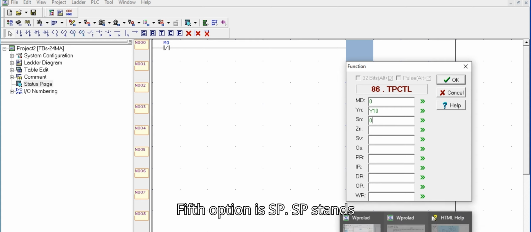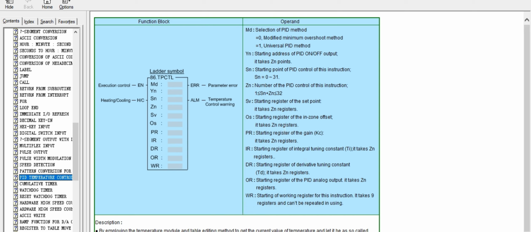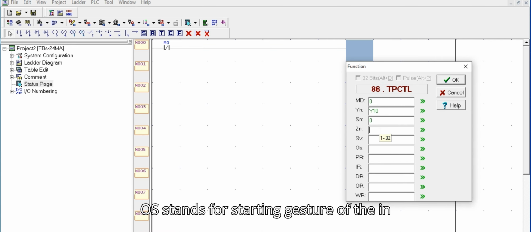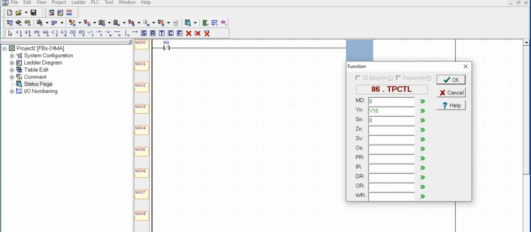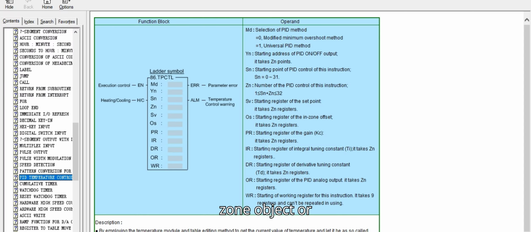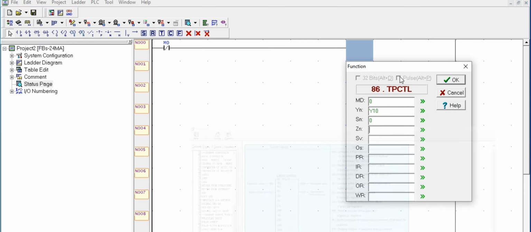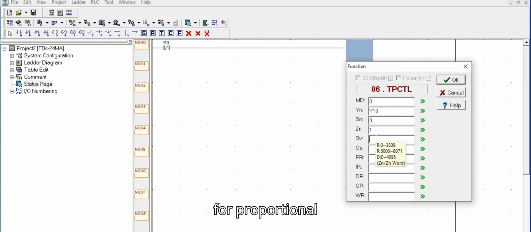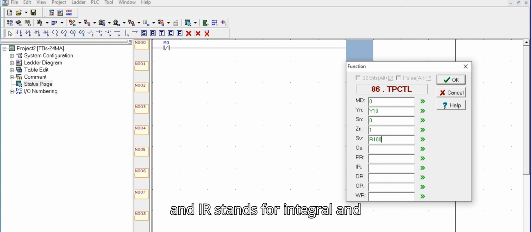Fifth option is SV. SV stands for starting register of the sixth option is OS. OS stands for starting register of the in zone offset or process value register. Number seven option, eight option, and nine option is the basic PID parameters. PR stands for proportional, and IR stands for integral, and DR stands for derivative.